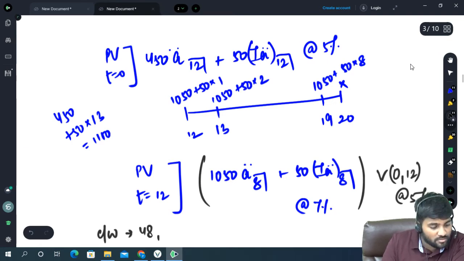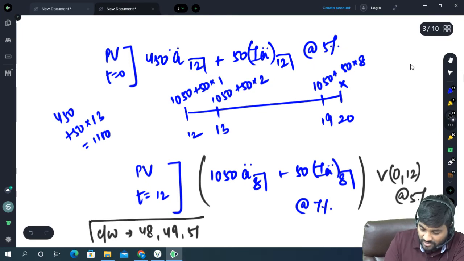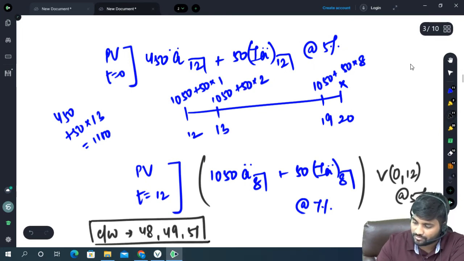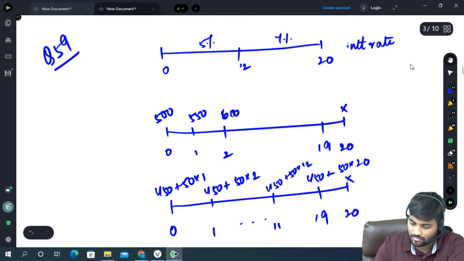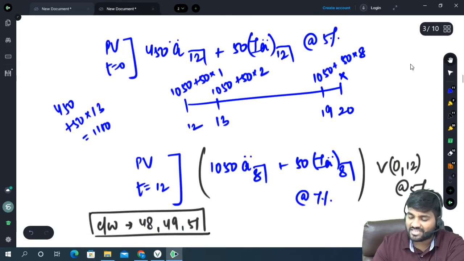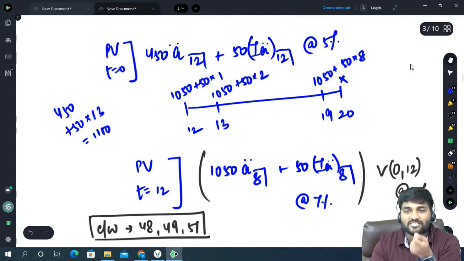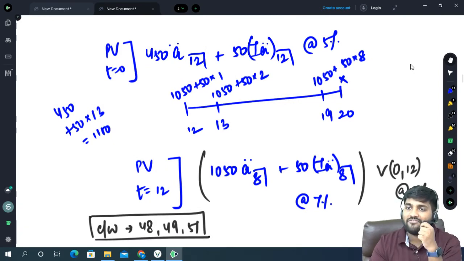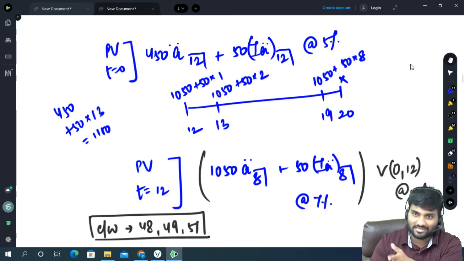Classwork is question number 48, 49, 51. These three sums are class work after this. If it is an increasing one, then we'll decrease by that amount and then we'll make. And if it is a decreasing one, then we'll increase by that amount and then we'll make. So that basically it becomes level plus or minus simple increase, like kind of thing.